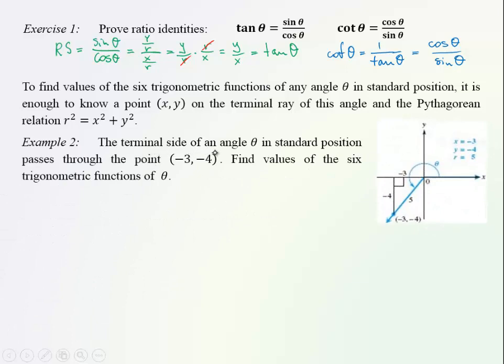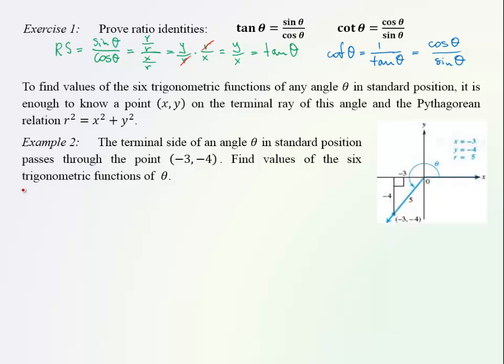The terminal side of an angle theta in standard position passes through the point (-3, -4). Here's our point. Find the values of the 6 trigonometric functions of theta. Well, we have the point. We need to find out the r as well, but as you see on the diagram, this point defines a right angle triangle with one side of length 3, the other 4, therefore the third one must be 5.